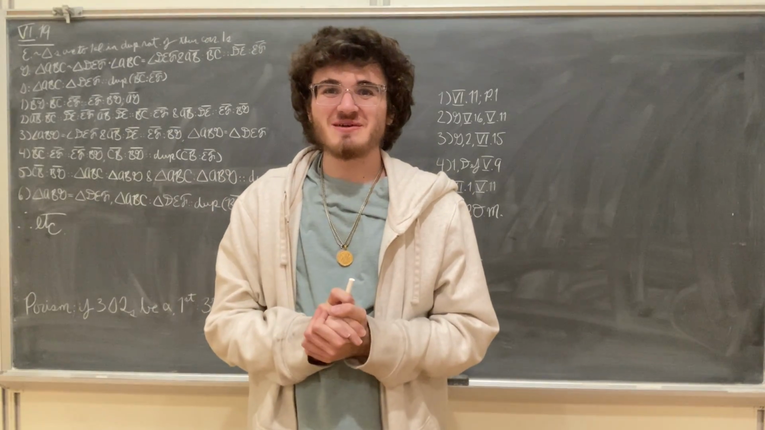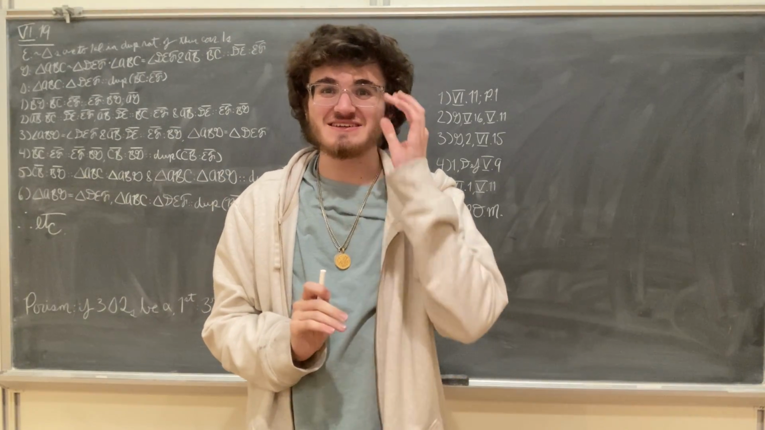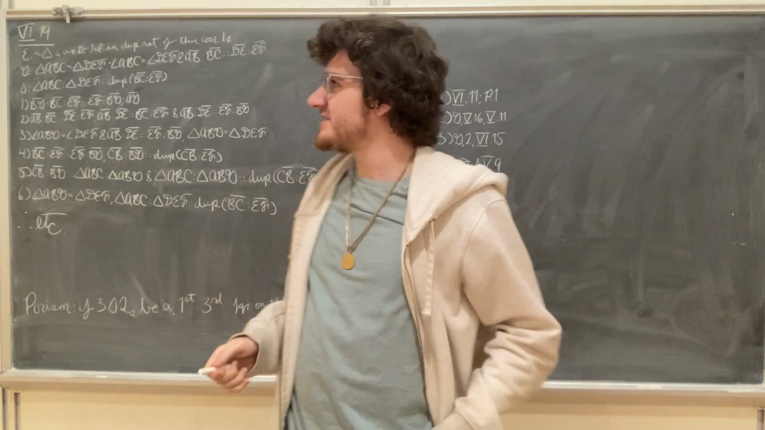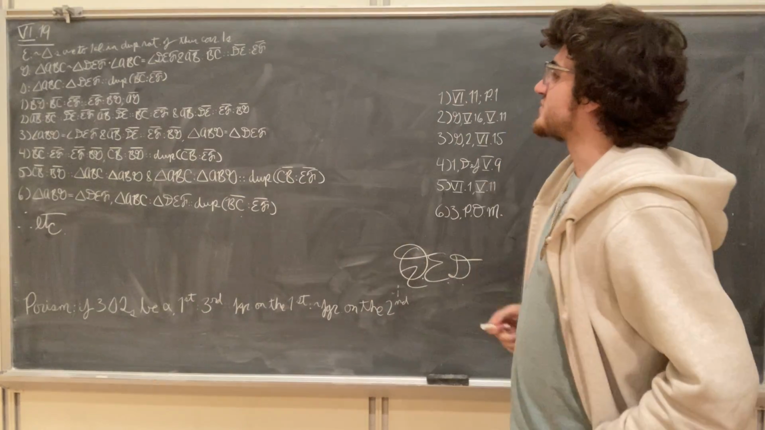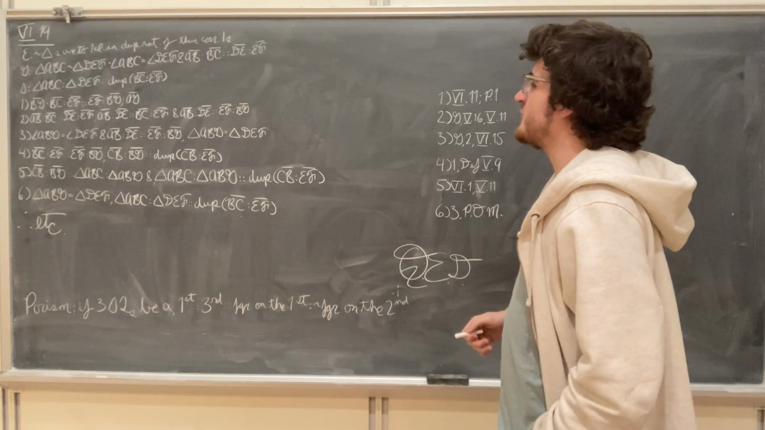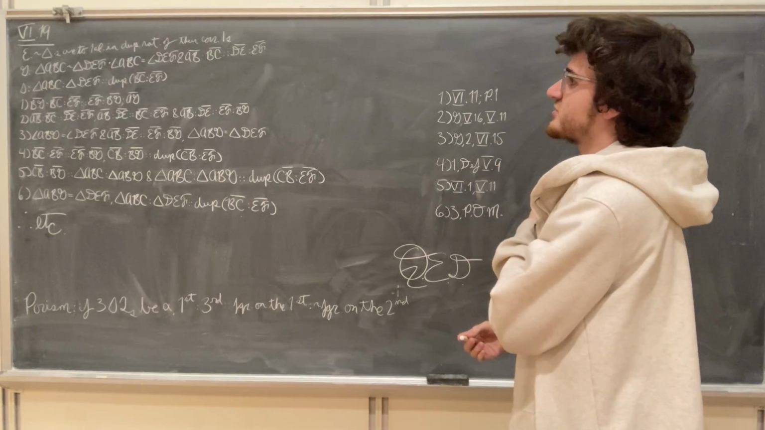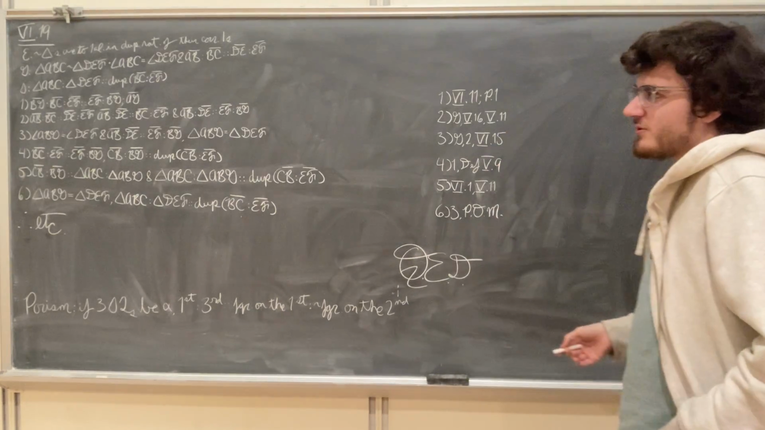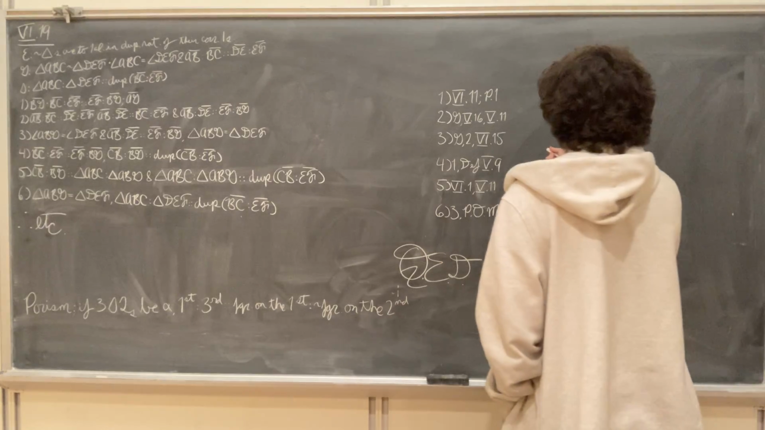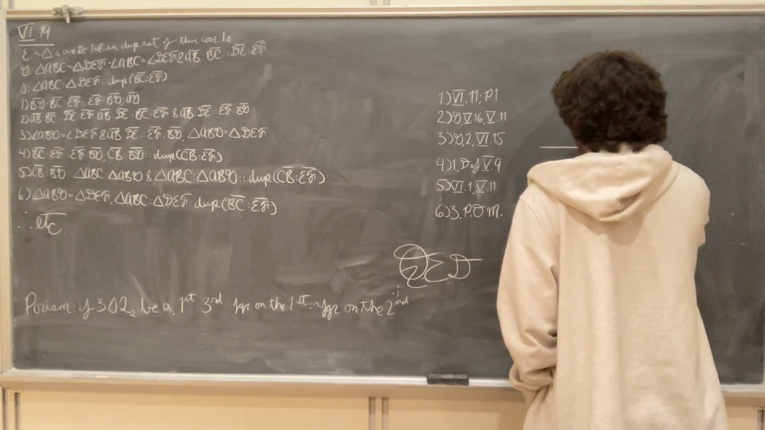Hello! This will be a demonstration of Proposition 19 from Book 6 of Euclid's Elements, which says that similar triangles are to one another in duplicate ratio of their corresponding sides. What that's going to look like is we're going to have two triangles, ABC.